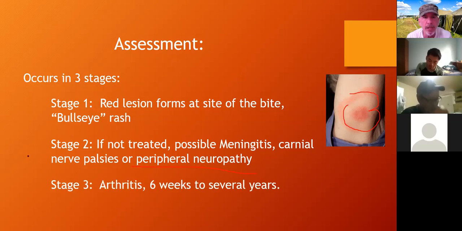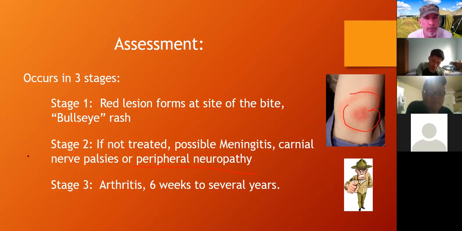In stage 3, if it remains untreated, anywhere from 6 weeks to several years after the infection, the bacteria will deposit in the joints and actually tear joints down, break joints down, and cause chronic arthritis. You might want to remember that.